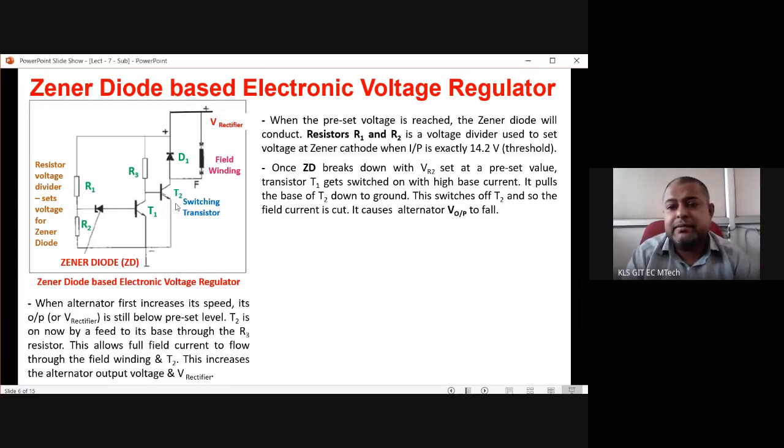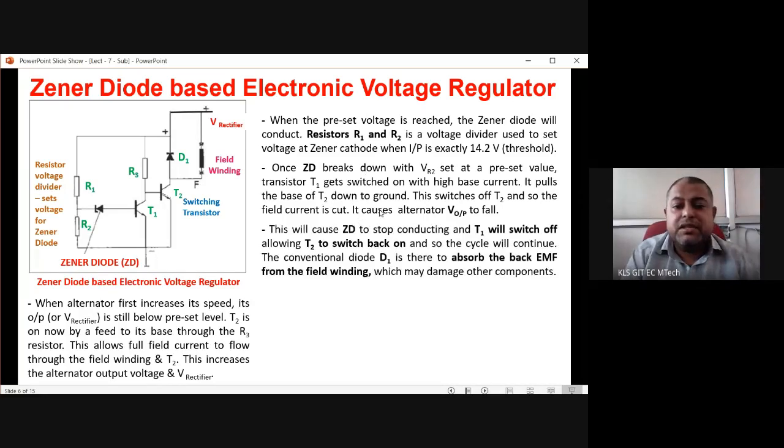This was the current path. Whenever the input voltage is greater than 14.2, this T1 becomes short circuited because the Zener diode becomes shorted. T1 goes into the conducting region, the saturation region, that pulls the T2 base down to the ground. T2 becomes off. When T2 becomes off, this field winding is off. So these three paragraphs are very important if you want to explain how this voltage regulator works.